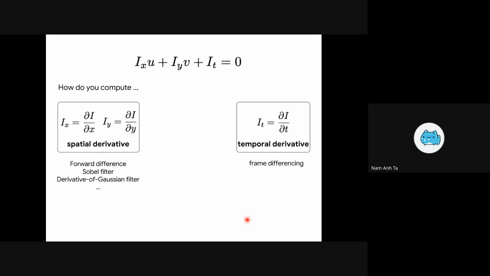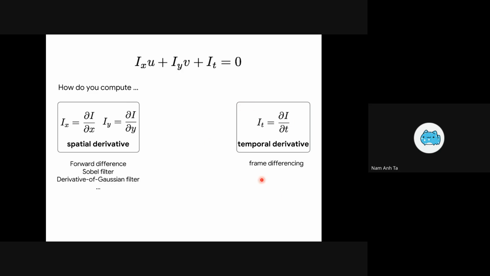So to solve for this, we need to calculate the derivatives. The first one is the spatial derivative. These are the gradients in the x and the y direction. We can use various methods like the forward difference, the Sobel filter, or the derivative of Gaussian filter. The core idea is to observe how much pixel values change relative to their neighbors. The larger the change, the larger the gradient.